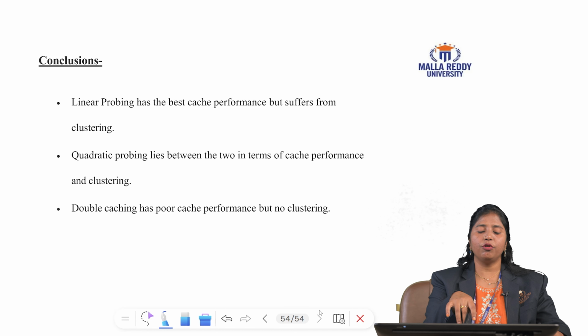So, conclusion: linear probing has the best cache performance but suffers from clustering. Quadratic probing lies between the two in terms of cache performance and clustering. Double hashing has poor cache performance but no clustering.